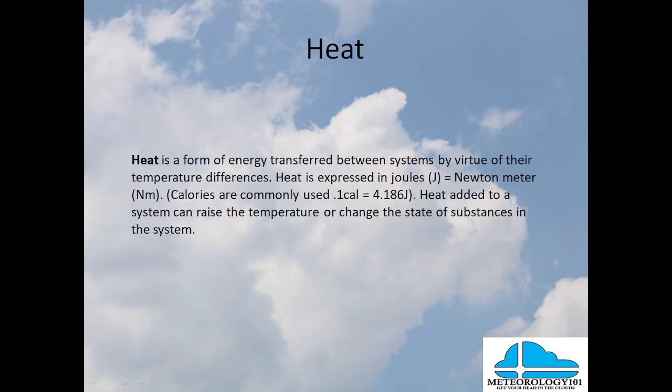Alright, heat. Heat is a form of energy transferred between systems by virtue of their temperature differences. It's expressed in joules, equal Newton meter, and calories are commonly used. 0.1 calories equals 4.186 joules. Heat added to a system can raise the temperature or change the state of substances in the system. So, in our case, if you add heat to a system, our system is the atmosphere, then you increase the temperature.